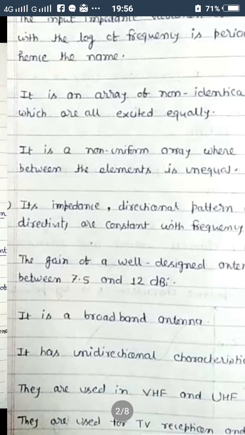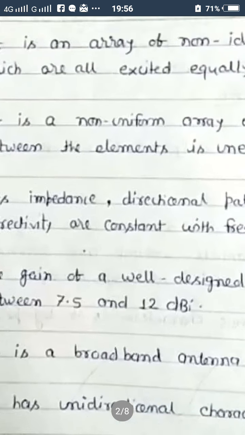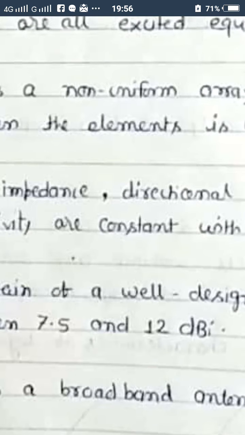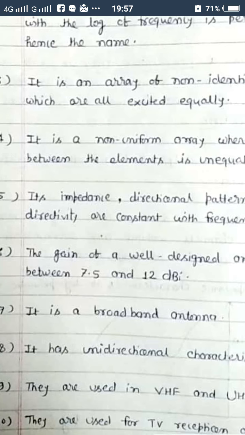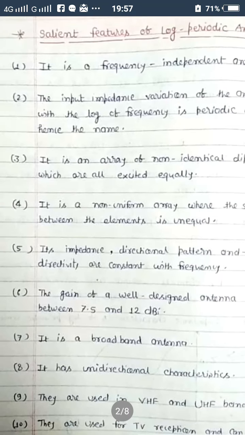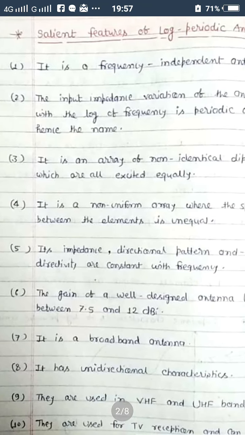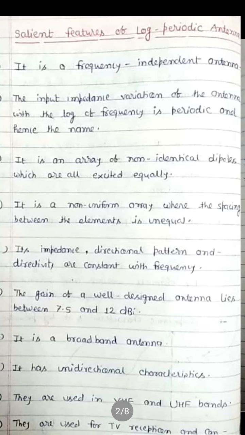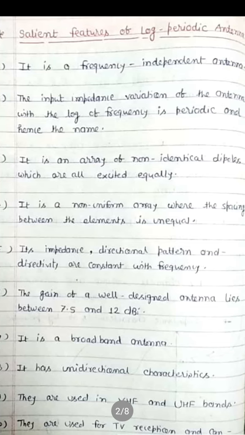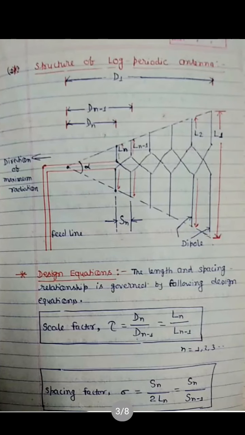The gain of a well-designed antenna lies between 7.5 and 12 dBi. It is a broadband antenna. It has unidirectional characteristics. They are used in very high frequency and ultra high frequency bands. They are used for TV reception and can receive a number of channels.